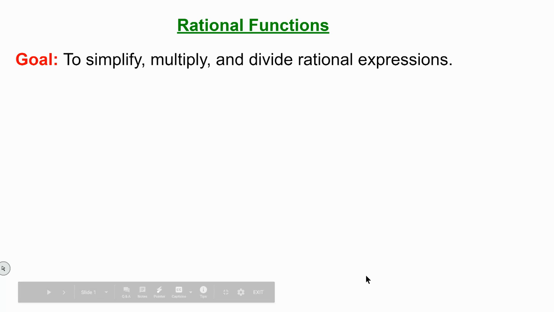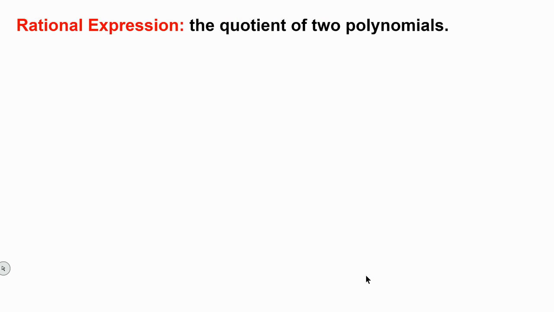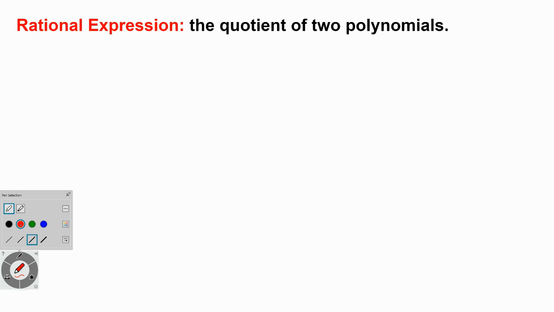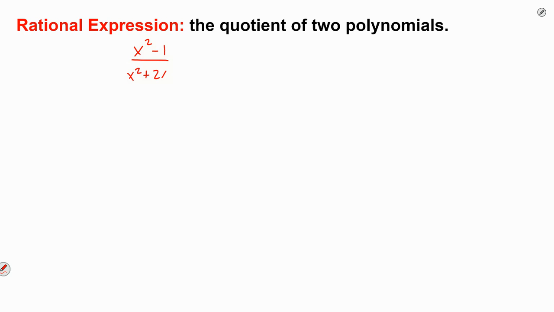In this video, I'm going to do a very brief introduction to rational functions, how to multiply and divide rational expressions. So let's first start by defining what rational expressions are. A rational expression is simply the quotient of two polynomials. Let me give you an example of what I mean. So let's say I have x squared minus 1 over x squared plus 2x plus 1. This is a rational function.